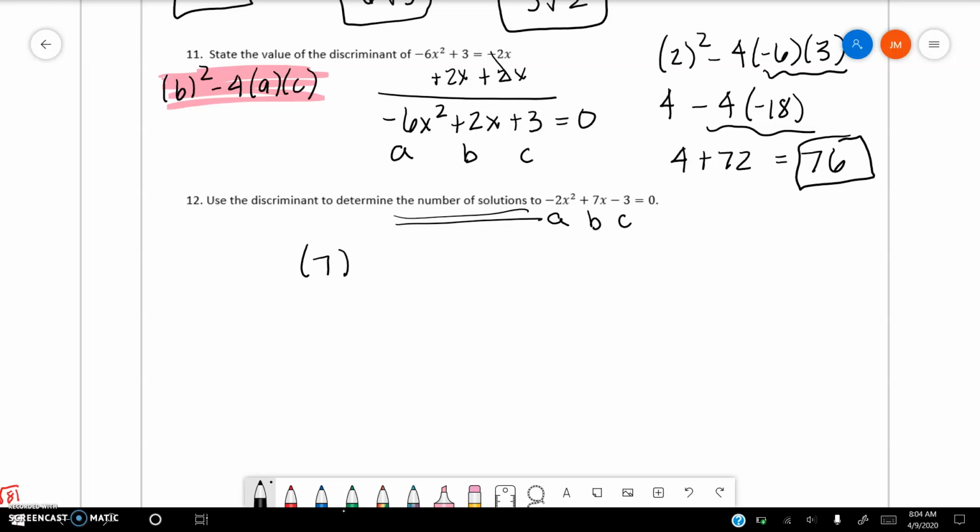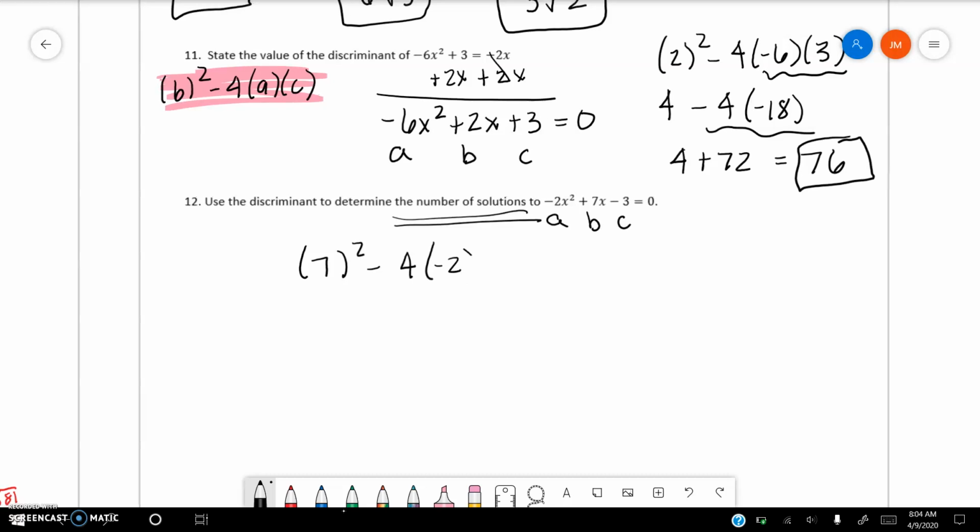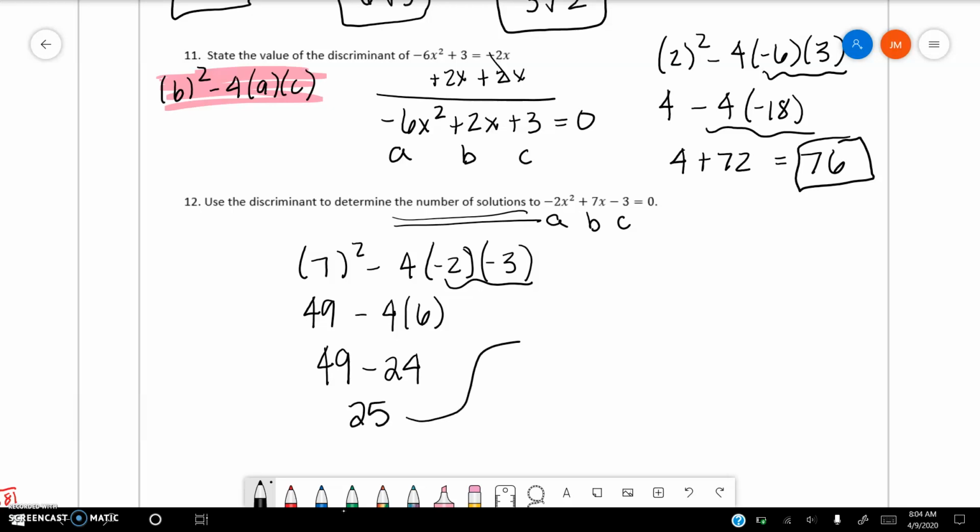So you would do 7 squared minus 4 times negative 2 times negative 3. 7 squared is going to give you 49. Negative 2 times negative 3 gives you positive 6. So then you have 49 minus 24. This is going to equal positive 25. Since it is positive, that means that there are 2 solutions. So this would be your answer.